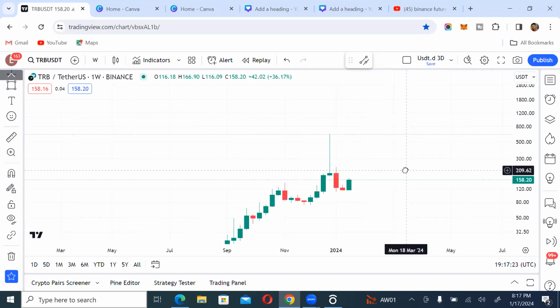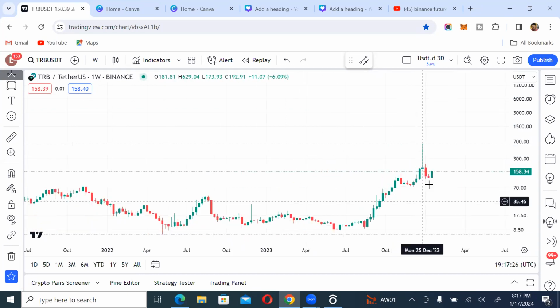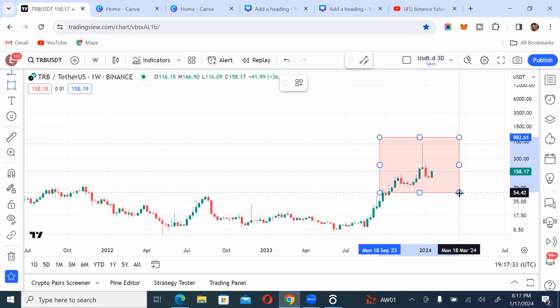Okay, this is our area of interest. This is where we want to look at this immediate price action now.